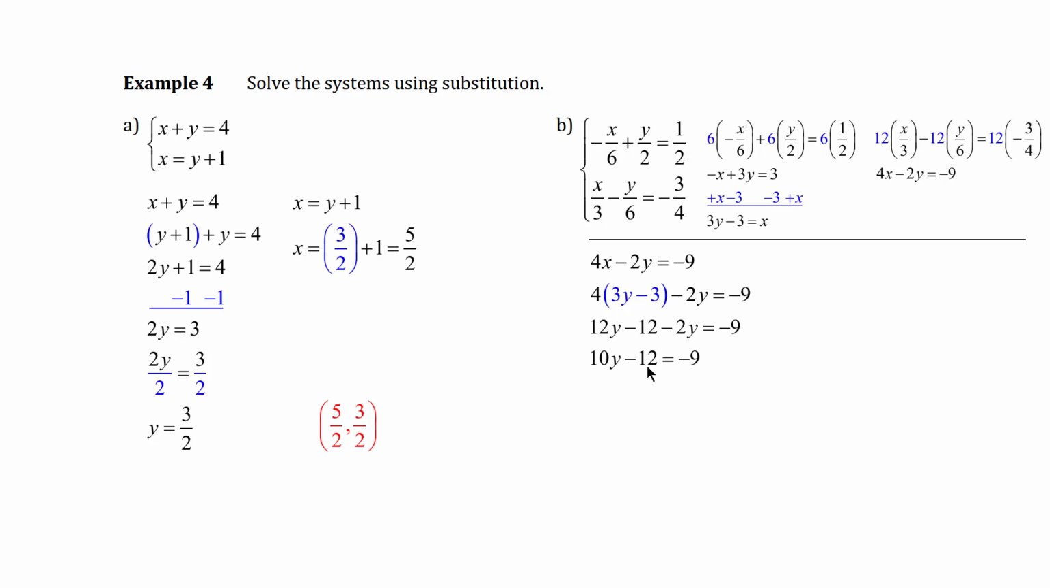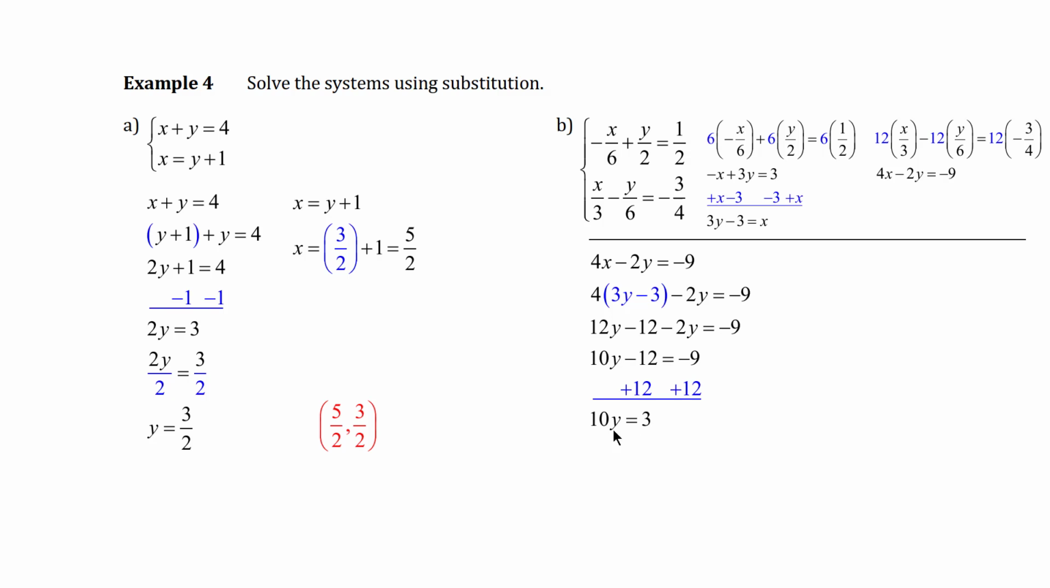We bring down the minus 12, and on the right-hand side, we bring down the minus 9. So the result is 10y minus 12 equals negative 9. From here, we get rid of the minus 12 by adding 12 to both sides. Simplifying the left-hand side, minus 12 plus 12 cancels out, and we bring down the 10y. On the right-hand side, minus 9 plus 12 is 3. So the result is 10y equals 3.